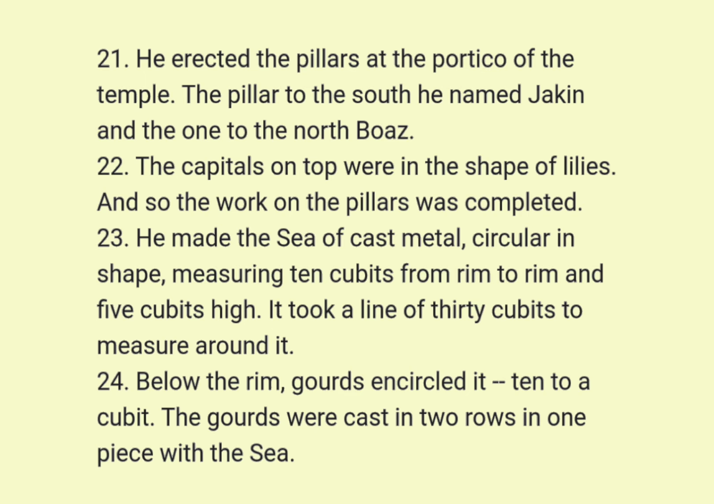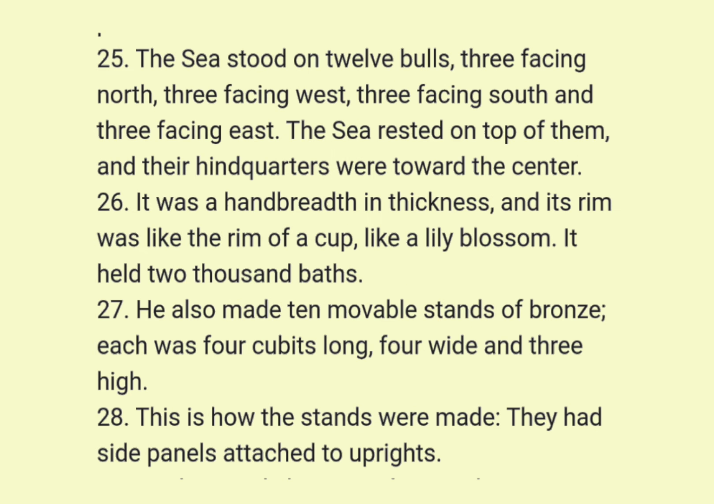He made the sea of cast metal, circular in shape, measuring 10 cubits from rim to rim and 5 cubits high. It took a line of 30 cubits to measure around it. Below the rim, gourds encircled it, 10 to a cubit. The gourds were cast in 2 rows in one piece with the sea. The sea stood on 12 bulls, 3 facing north, 3 facing west, 3 facing south, and 3 facing east.